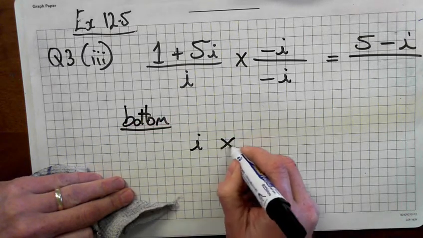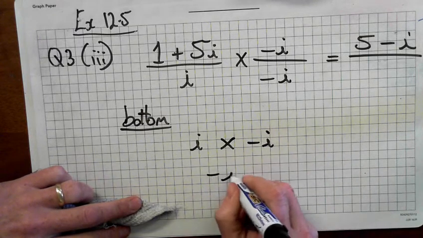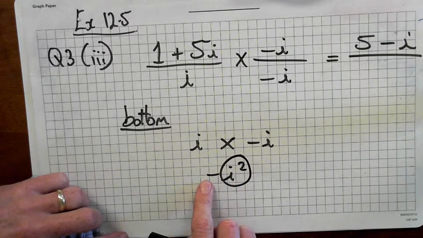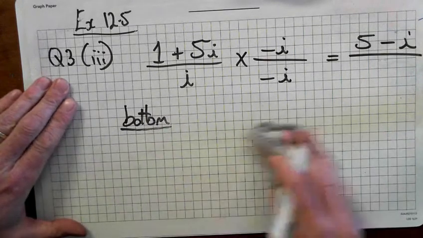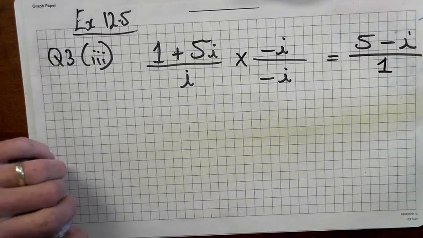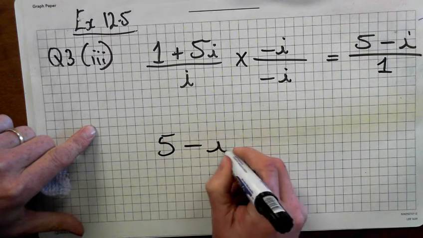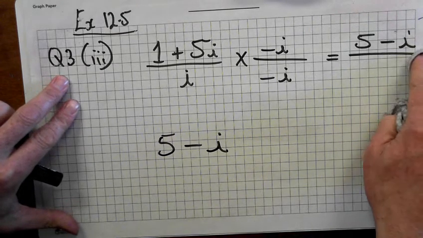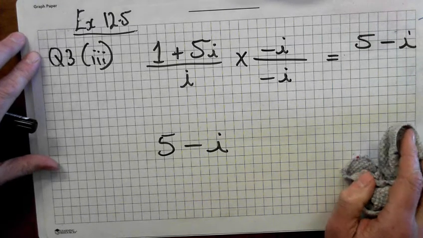i times minus i. Minus i squared. i squared is minus 1, times minus, plus 1. Alright, anything over 1, 5 minus i over 1 is the same as 5 minus i. 1 doesn't make a difference. Alright?